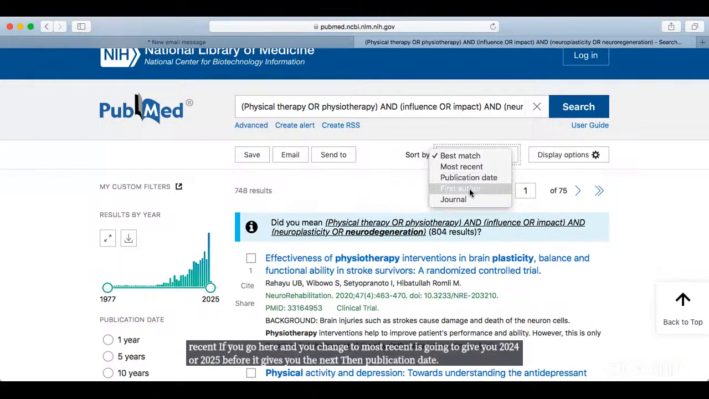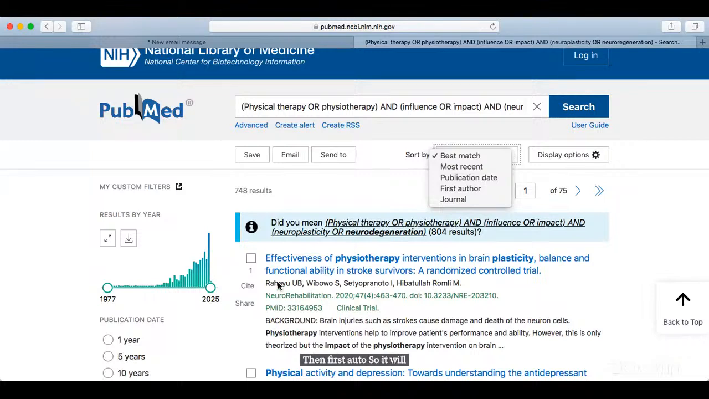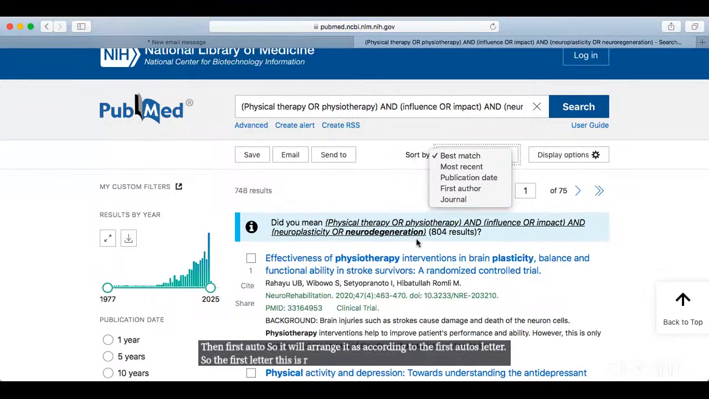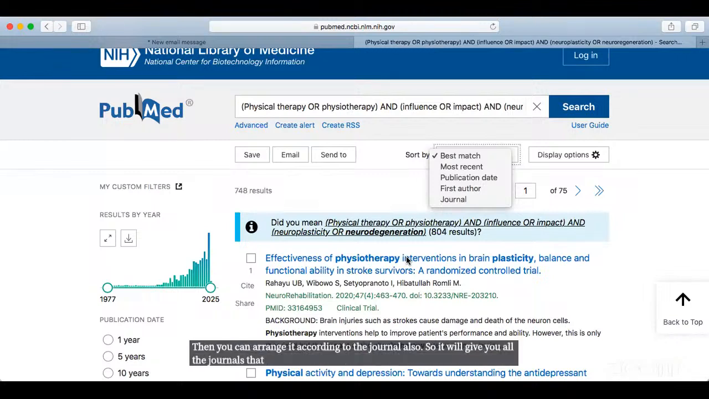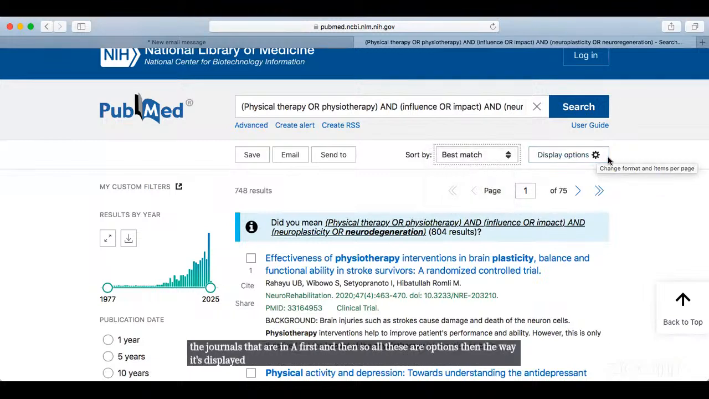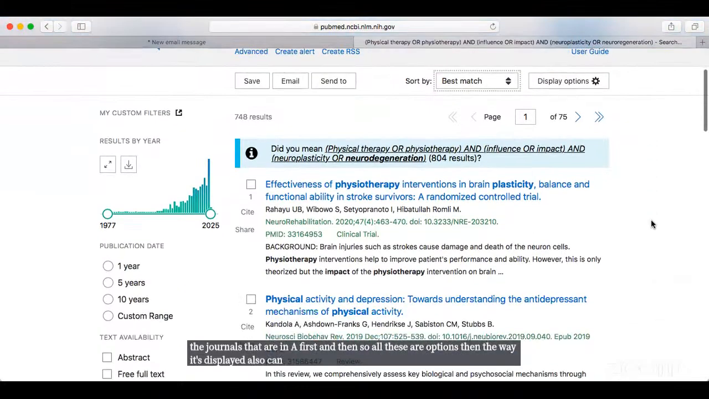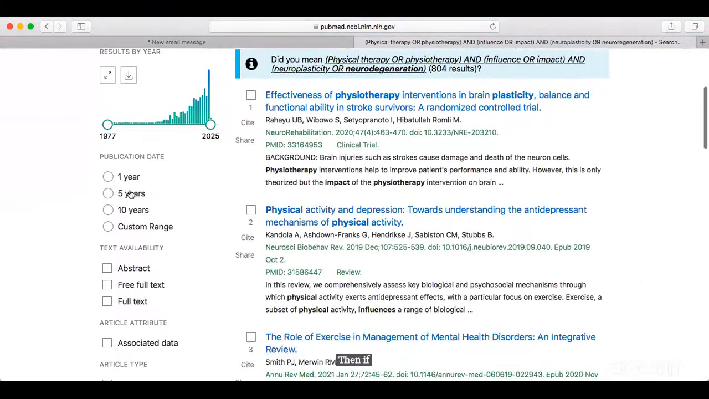Then first author. So it will arrange it according to the first author's letter. So the first letter, this is R. If you sort it by first author, it is now going to be according to A and so on. Then you can arrange it according to the journal also. So it will give you all the journals that start with A first. So all these are options. Then the way it's displayed also can change.